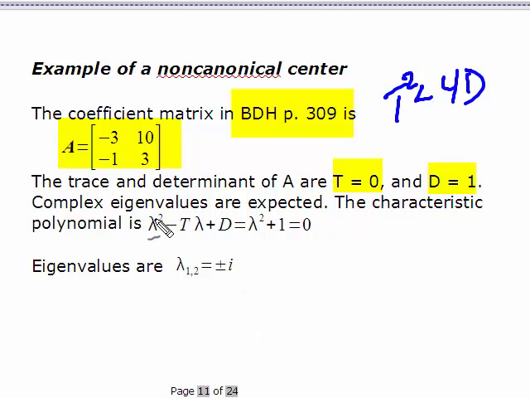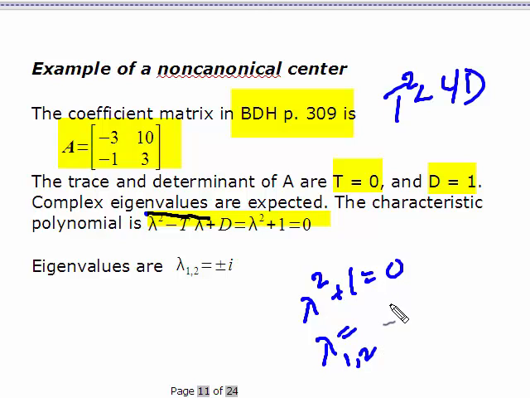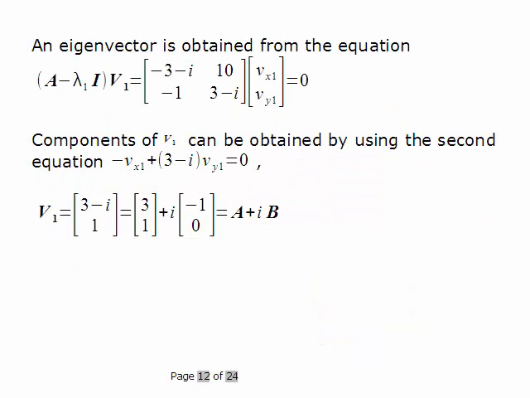Here's the characteristic polynomial again. Well, sorry, the characteristic polynomial, as you know, we substitute for that, we get, remember, T is 0 here, so we just have lambda squared plus 1 equals 0, and the solution is plus or minus i. Okay? So we use a typical procedure to find that first eigenvector, and then we're going to break that into pieces.